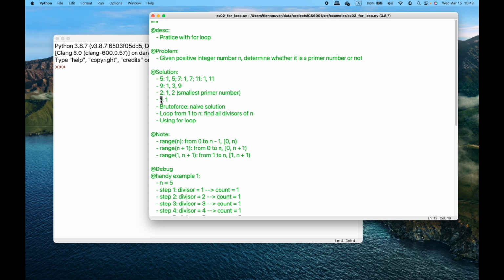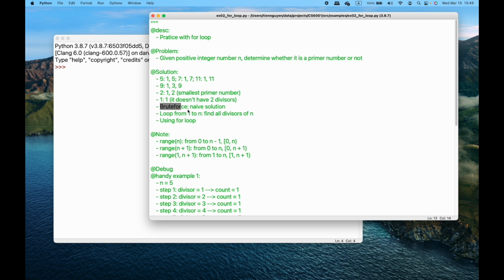And look at number 1 here. Number 1 is not a prime number because it doesn't have two divisors, only one. So today I'm going to show you how to use a brute force solution.